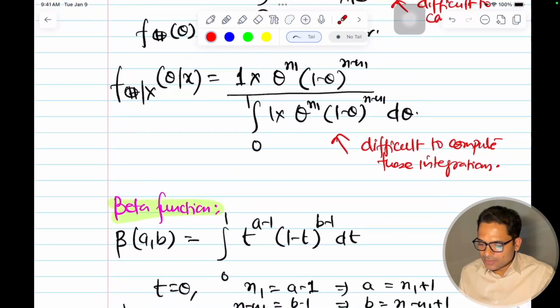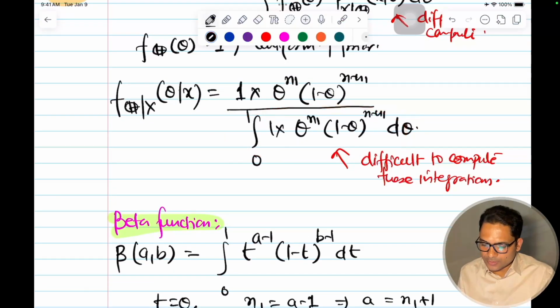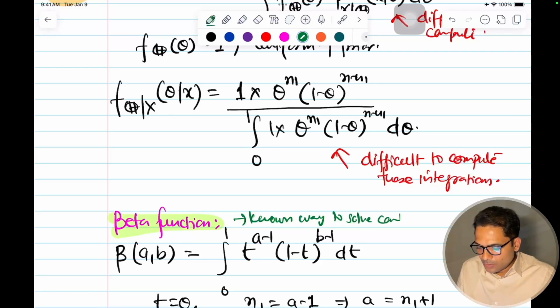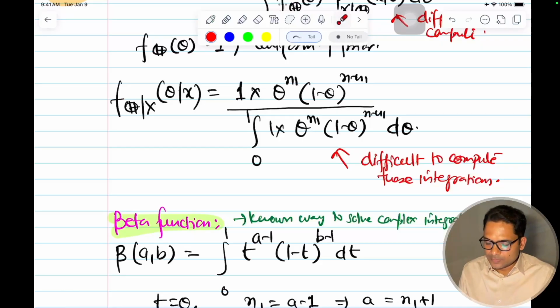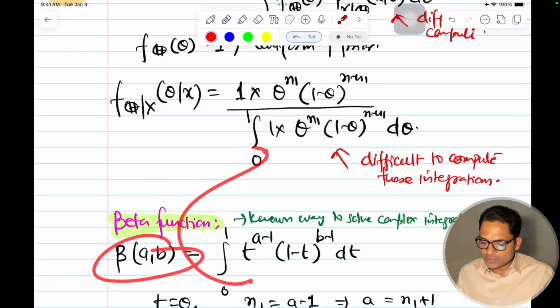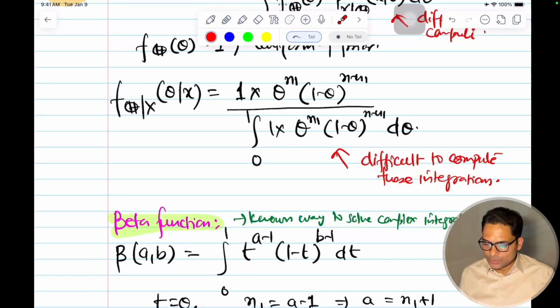This integration is difficult, so we used a known way to solve complex integrals, the beta function. So we formulated this in this format and replaced this.